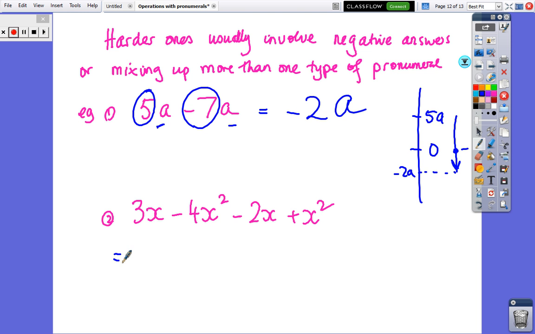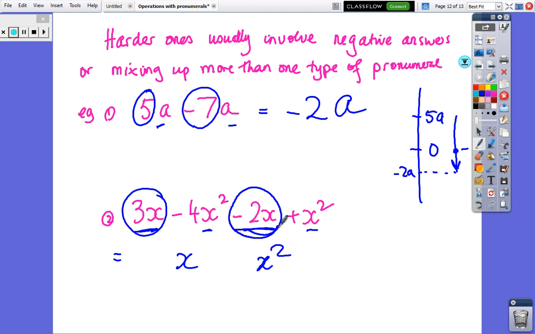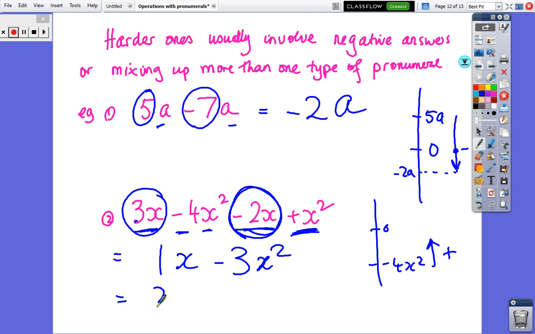In the next one, I've got some x's, so the answer must have x's, and some x squareds, so the answer must have x squared. We look at 3x, and you've got to grab the minus sign because that's part of the term. So 3 minus 2 is 1. Then for the second one, I start from 0, at minus 4x squared, and I add, so I go up and end up at minus 3. That can be written as x minus 3x squared, which cannot go any further. Copy that down and move to the next slide.